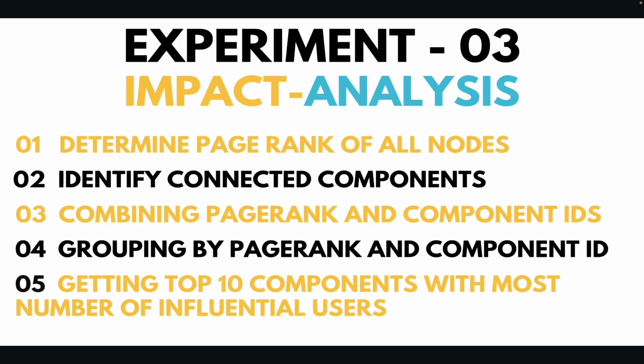Now we group this list of tuples by PageRank and component ID in order to get the number of nodes having a particular PageRank and component ID. In the fifth step, we get the top 10 components having the most number of influential users, that is, users having a high PageRank. This analysis informs us which components, or which clusters in the graph dataset, are highly influential or are a hub for highly influential users. I will now show the report.